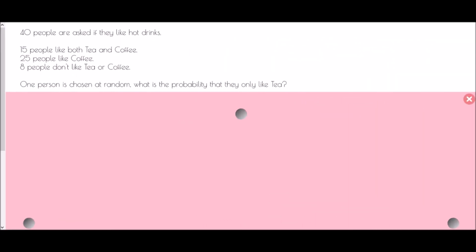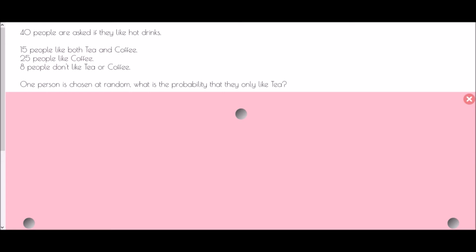Okay, so in our first example, we are told that 40 people are asked if they like hot drinks. 15 people like both tea and coffee. 25 people like coffee. 8 people don't like tea or coffee. One person is chosen at random. What is the probability that they only like tea?